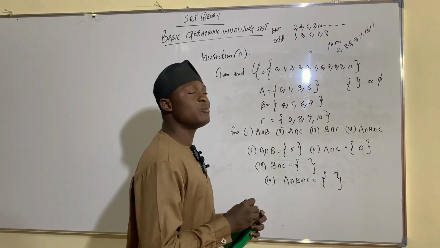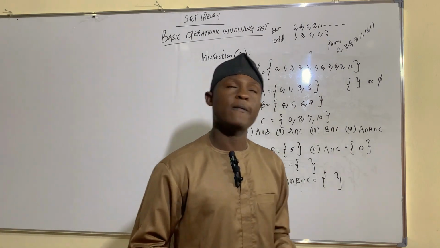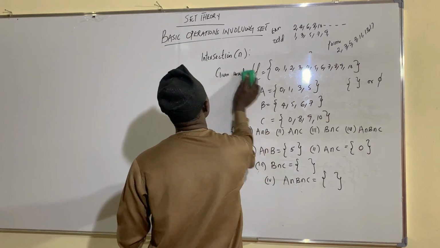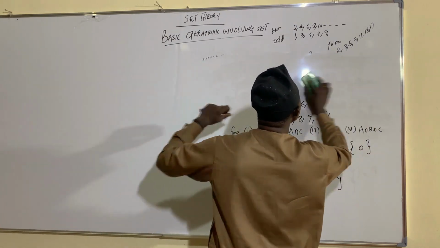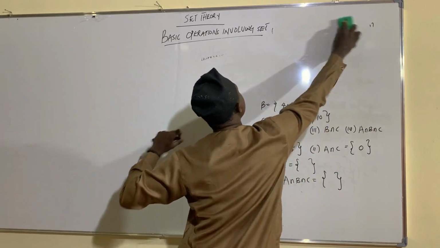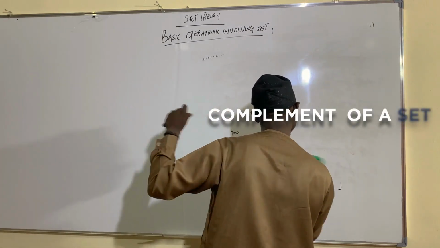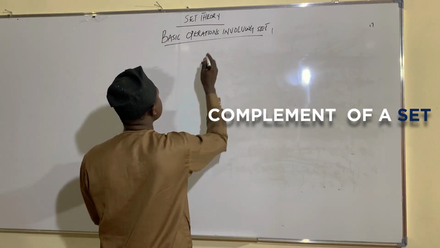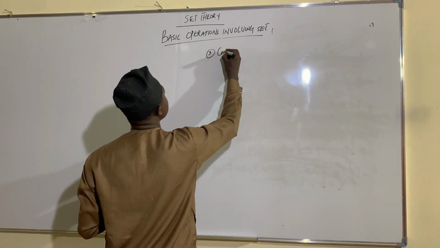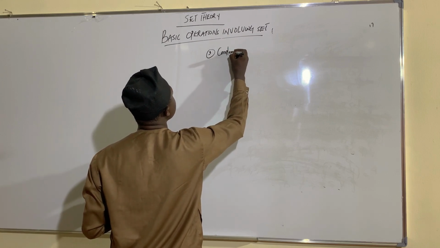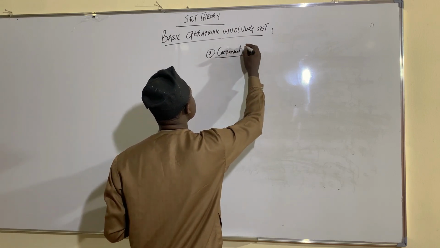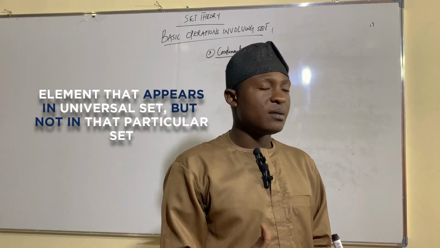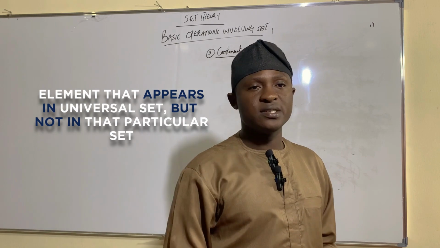So this is a clear example of how we can perform operations on what we call intersection. We also have another one apart from intersection: the complement of a set. We're talking about the complement. Complement simply means the elements that appear in the universal set but not in that particular set, to be precise.